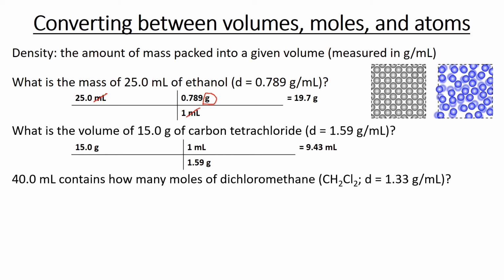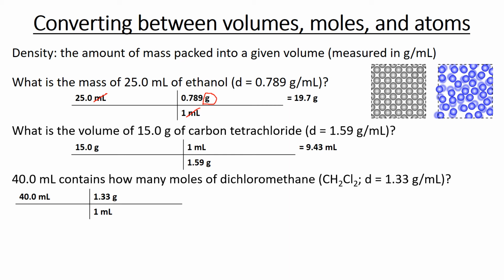Now let's get fun. 40.0 milliliters contains how many moles of dichloromethane if the density of dichloromethane is 1.33 grams per milliliter? I start with my 40 milliliters. Then I've got to convert milliliters into grams. So let's see if you can write me the conversion factor to convert milliliters into grams. That's 1.33 grams in 1 milliliter.